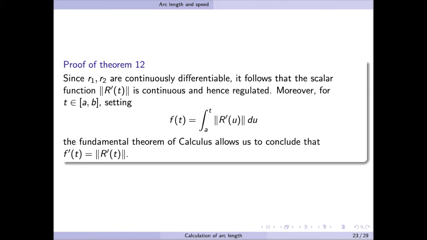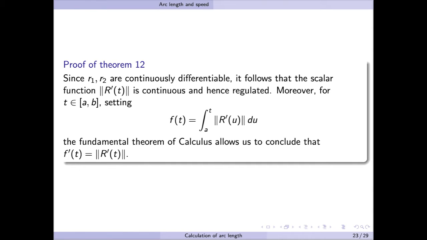We make the same assumptions as before. Then the norm of R prime of t is continuous, since R1 and R2 are continuously differentiable. And since the norm of R prime of t is continuous, it is regulated and hence it can be integrated. Now, if we choose t in AB and set f of t equal to the integral from a to t of the norm of R prime of u, then by the fundamental theorem of calculus, we can conclude that the derivative of f evaluated at t equals the norm of R prime of t.